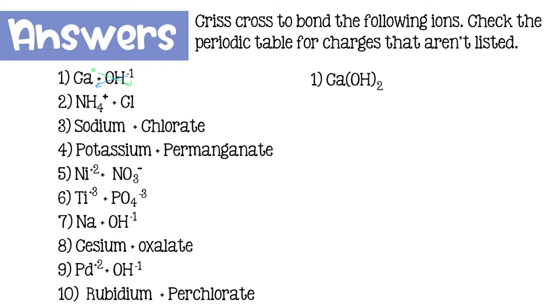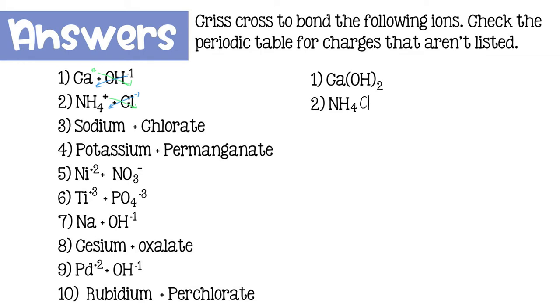Now let's look at number 2. We have NH4 with a positive 1 charge, and chlorine is in the 17th group, or the next to last column of the periodic table, so it has a minus 1 charge. When we crisscross this, we get NH4Cl. Notice here we only have one NH4, so we do not use parentheses.